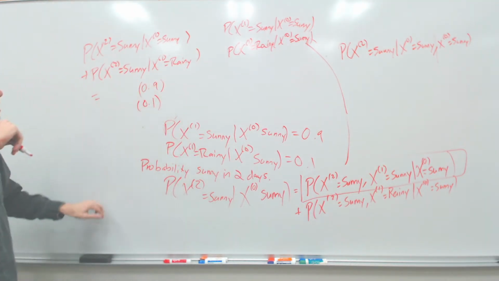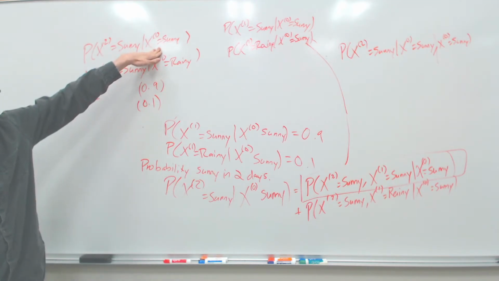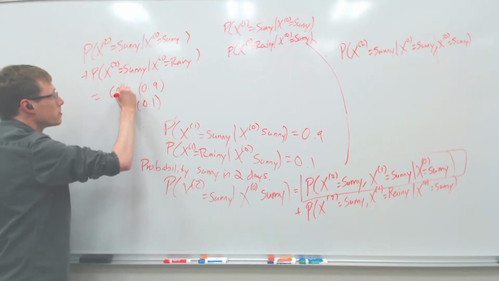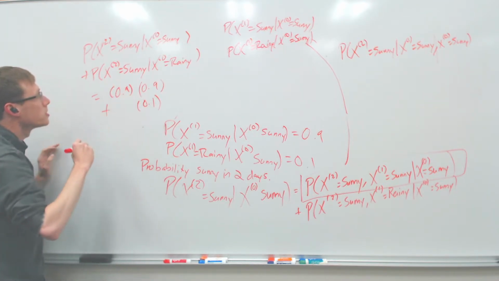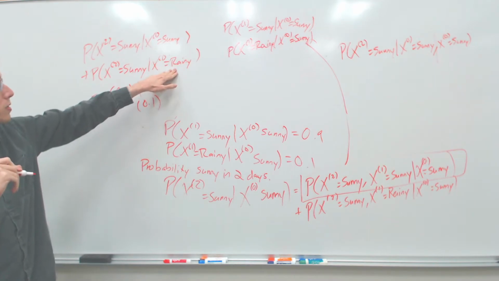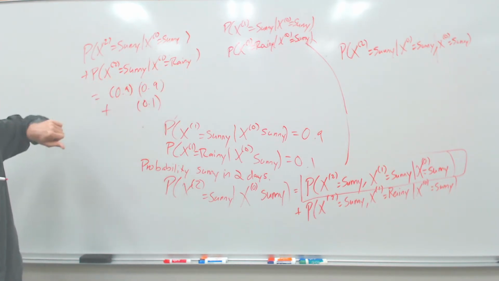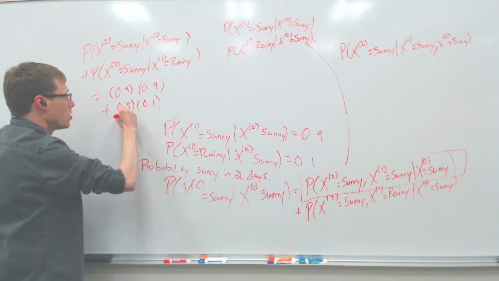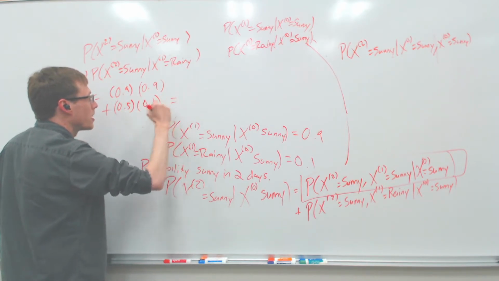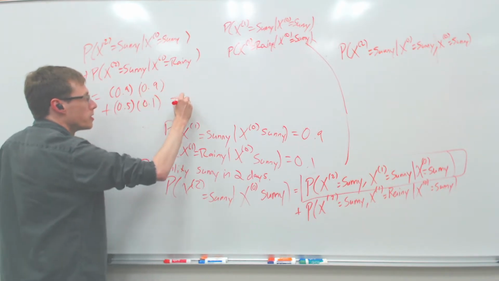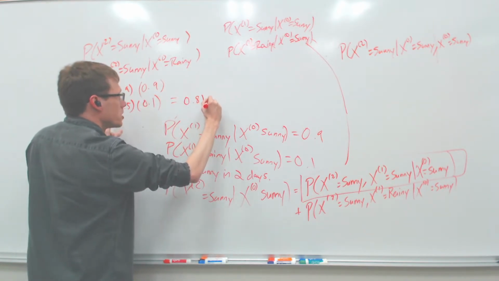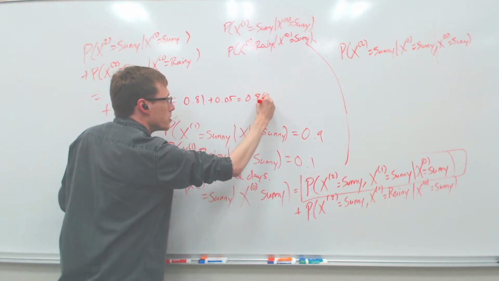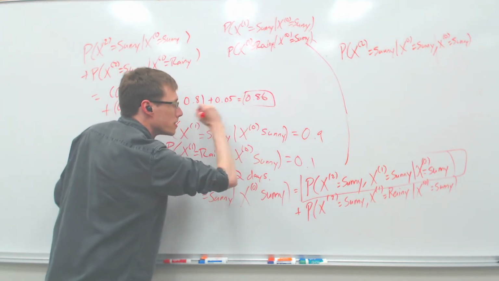And now we got to evaluate these. If tomorrow is sunny, what's the probability that the following day is sunny? 90%. And then if it was rainy tomorrow, what's the probability that it will be sunny the day after? 50%. All right, that's the long, tedious way to finally get this 0.81 plus 0.05, which equals our 86%. Just like I had said to begin with.